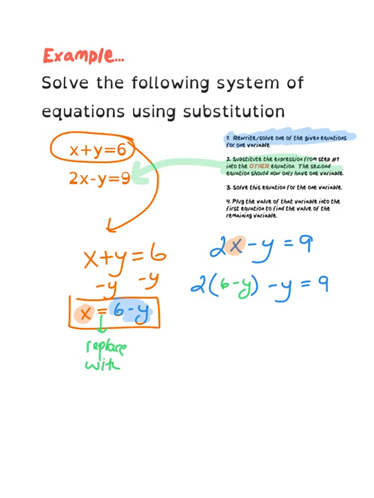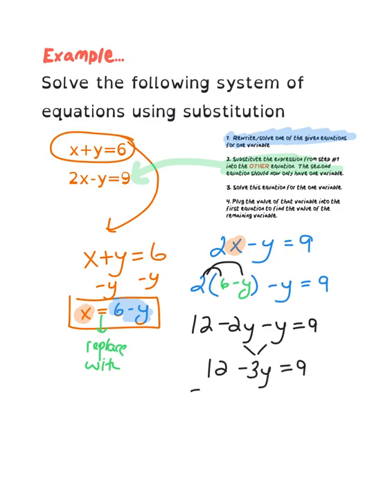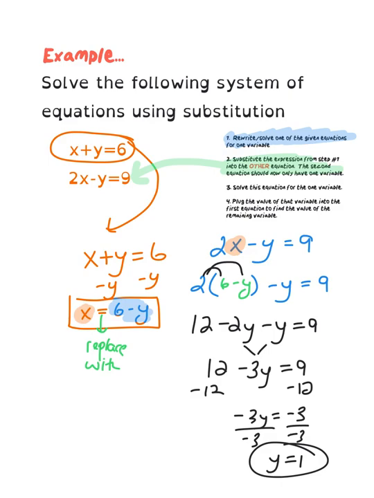So we're just going to finish our solving, so we'll distribute the 2. So we have 12 minus 2y minus y is equal to 9. So we'll collect our like terms. So that's negative 3y is equal to 9 minus 12. We'll get y alone by subtracting 12. And then our final step to undo the multiplication would be to divide by negative 3. So we get y is equal to 1. So what we have successfully done is we've solved one of the equations for that one variable that we isolated. So we got y alone and we solved for y.